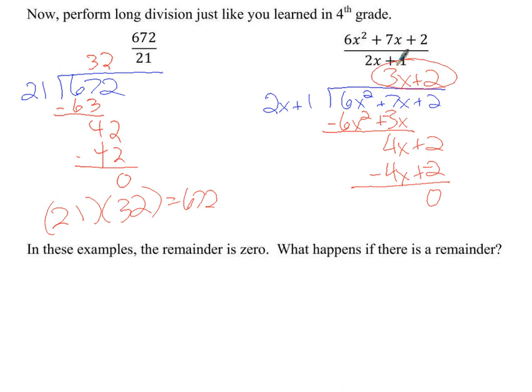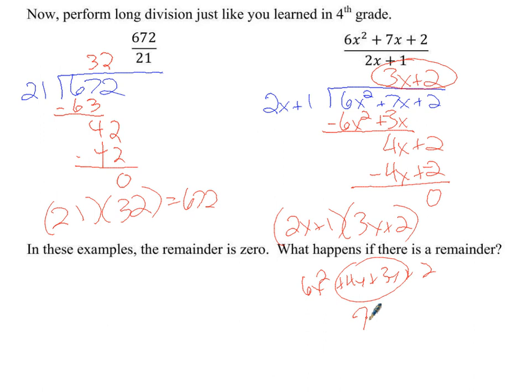That's my answer. If I wanted to check that, then I would just take my 2x plus 1 times my 3x plus 2, and I should get exactly 6x squared plus 7x plus 2 as my answer. So if I FOIL that back out, I get 6x squared plus 4x plus 3x plus 2. Combine like terms, that's 7x right there. So I get exactly the same thing back. It is cool.